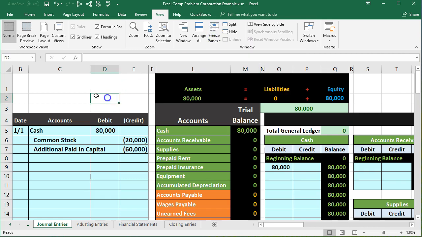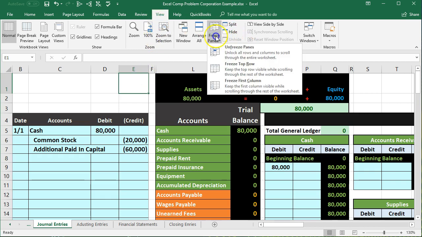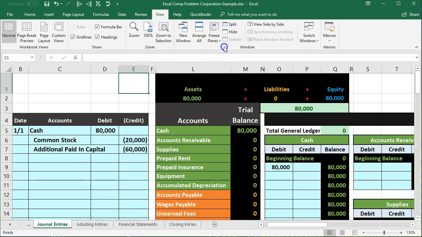And just note what I'm saying here. I can't get back to cell A. If I scroll to the right, I can't see cell A because we froze the panes. So now I'm going to unfreeze the panes so we can go back to cell A. So View tab, Windows, Freeze Panes, and unfreeze the pane.